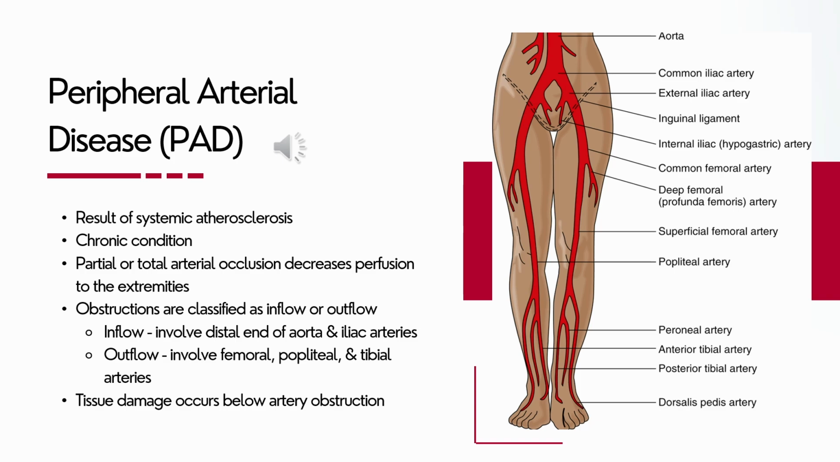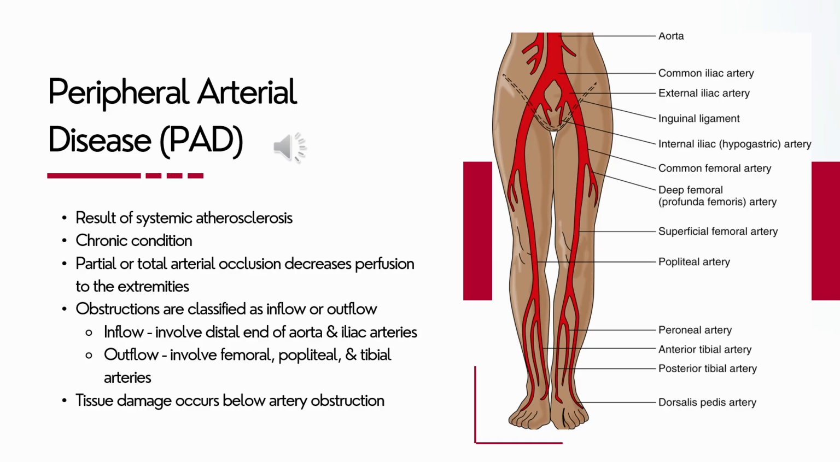Obstructions in PAD can be classified as either inflow or outflow, depending on their location relative to the inguinal ligament. Inflow obstructions occur above the ligament and involve arteries such as the aorta and the iliac arteries, and outflow obstructions occur below the ligament, involving the femoral, popliteal, and tibial arteries. Gradual inflow obstructions might not cause significant tissue damage, but outflow obstructions often result in more serious complications, which we'll talk about later.